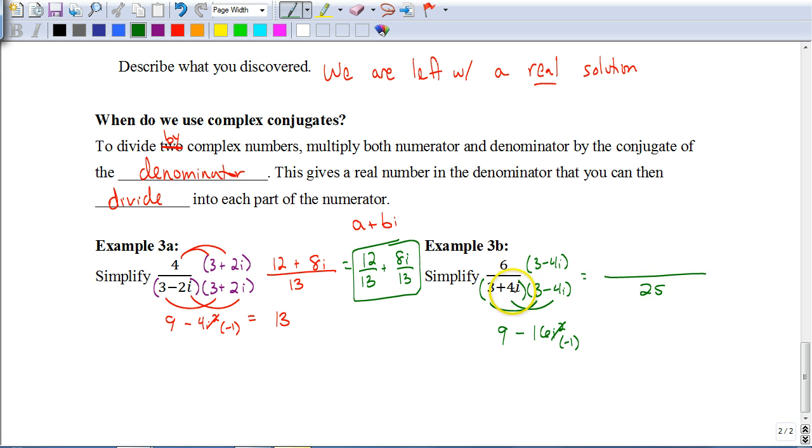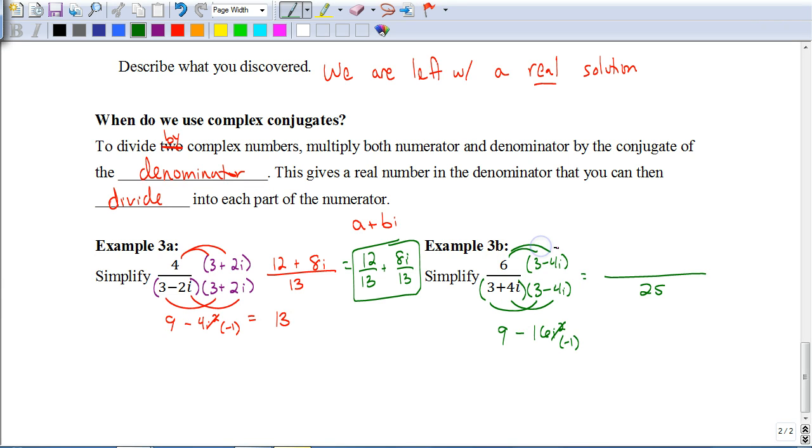Now I can't stress this enough. The only reason why we're multiplying just the first term and the last term is because we're using a conjugate. If we were multiplying two complex numbers that aren't conjugates, then you'd have to FOIL completely. But here we don't have to.